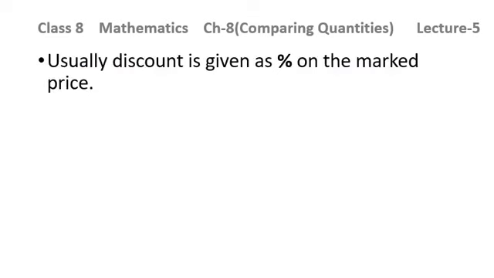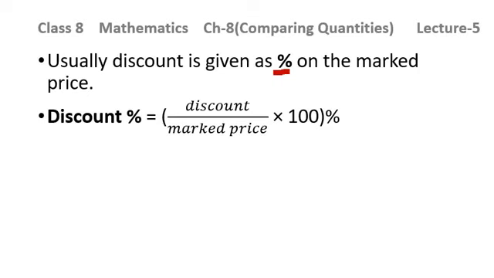Now usually discount is given as a percentage on the marked price, and this we all know that whenever we get a discount, it is usually mentioned in percentage. Discount percent is always calculated on the marked price, because we need to deduct the discount from the marked price, listed price, or catalogued price. These are all other names of marked price. The formula of discount percent will be discount in the numerator over denominator, that is marked price, into 100%, because we want to find out discount percentage.